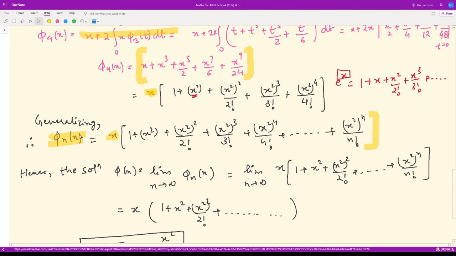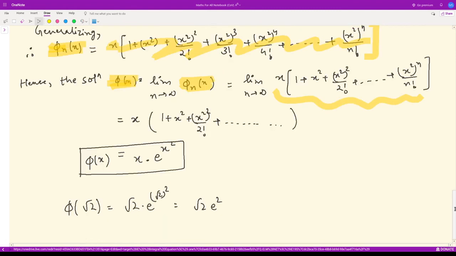So this is our phi nx, and what is our final solution? Phi x, that is limit n goes to infinity of phi nx. So let me substitute the value of phi nx. So this is the value of phi nx, right? So let me put it here. And if I take the limit n goes to infinity, what would it become? It becomes the infinite series, and just as I told you, we can replace that by e to the power x square, right? So this is our final solution phi x, which we were looking for.